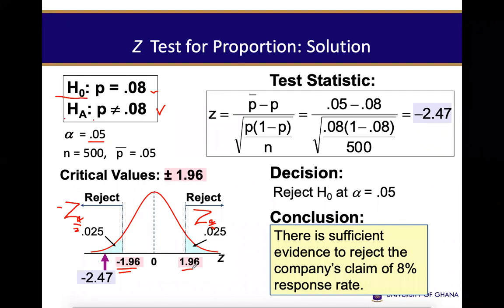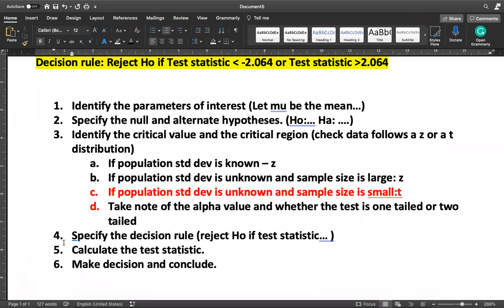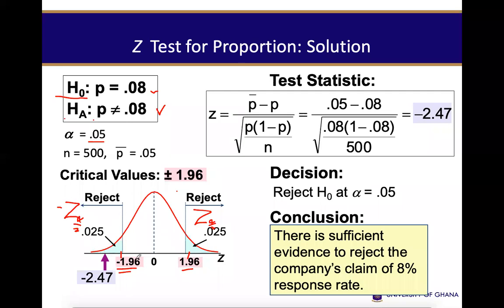Once we've identified the critical value, we can now identify the critical region. The critical region will be this: any number below negative 1.96 or any number above positive 1.96 forms our rejection region. Then we can move to the other step of specifying the decision rule. That means that we are going to reject the null hypothesis if the test statistic that we calculate is less than negative 1.96, or if it is more than positive 1.96.